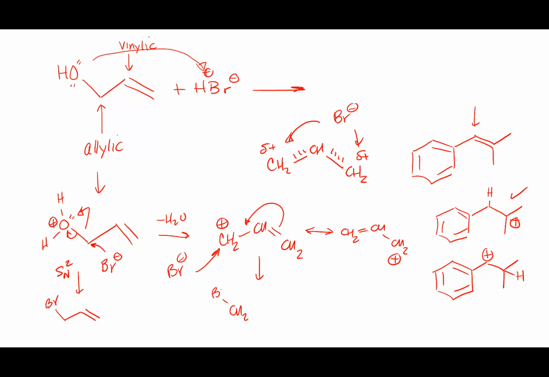I add the Br here. I get that product. My Br minus comes in and adds when the carbocation's on the right, and I get the product on the right here. They're the same product. So in this case, which carbon is it adding to? It's adding to both. It could also be doing SN2, and I get the same product there.